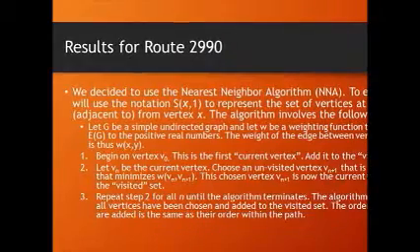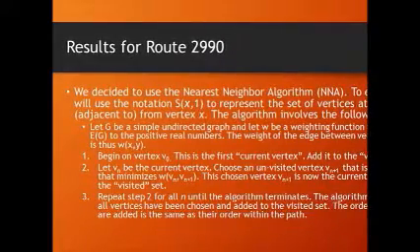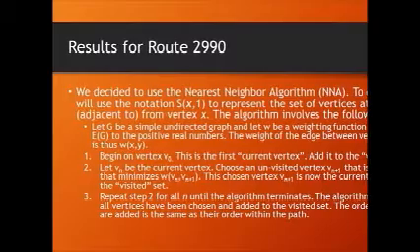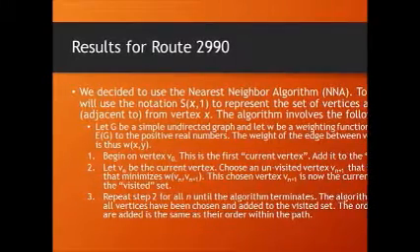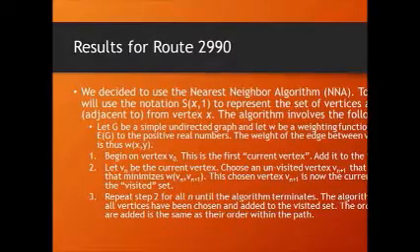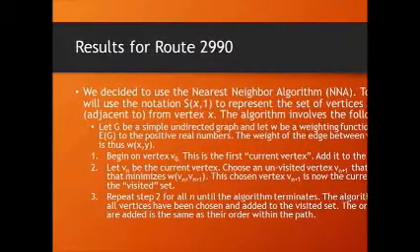Step 3. Repeat step 2 for all n until the algorithm terminates. The algorithm terminates when all vertices have been chosen and added to the visited set. The order in which they are added is the same as their order within the path.